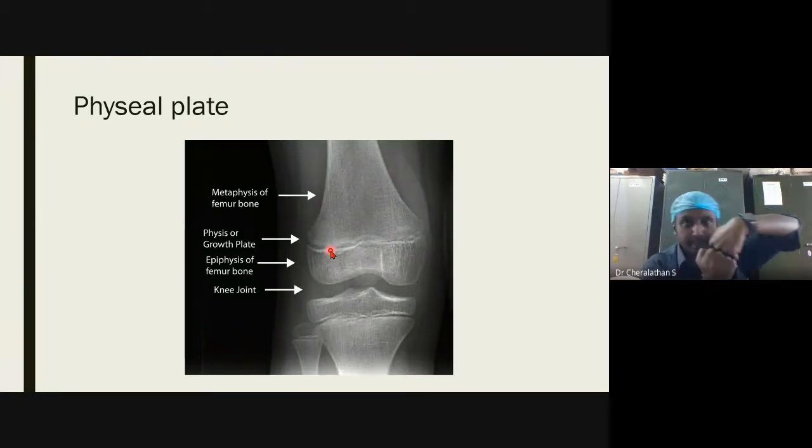Are you able to see my hand? I'm not able to see what I'm showing. Are you able to see my hand?